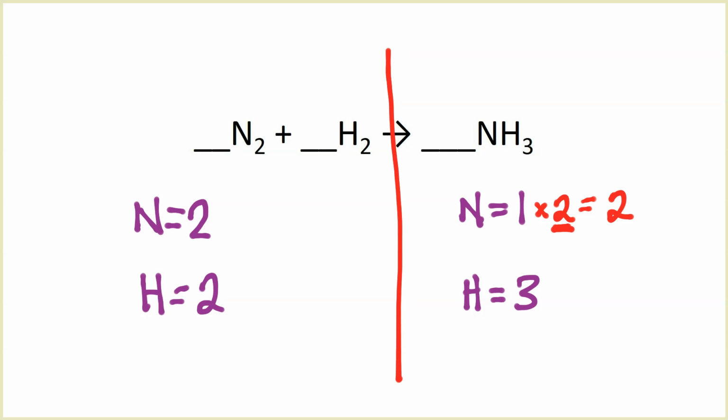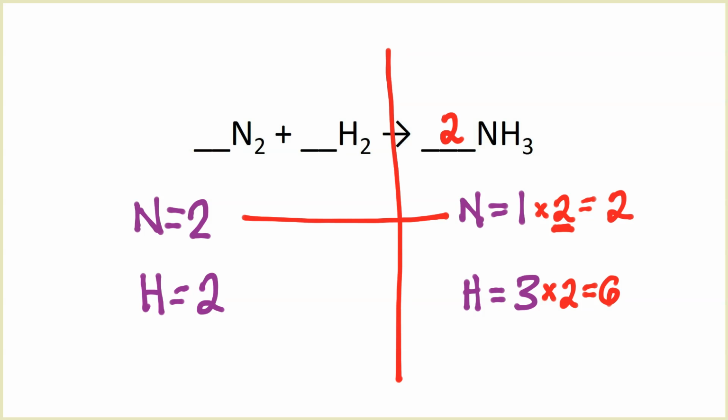So let's find our N. N is right here. So I have to put that coefficient in front, so the 2 goes there. But if you look closely, that 2 also multiplies the H. So here, 3 times 2, you get 6. So if you look closely, N is now equal, but H is not equal.